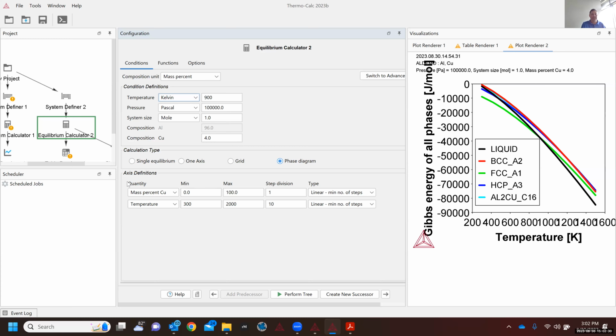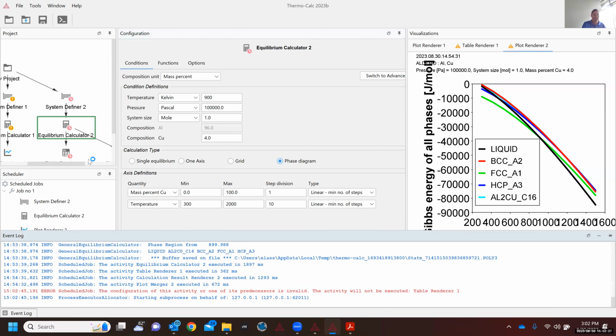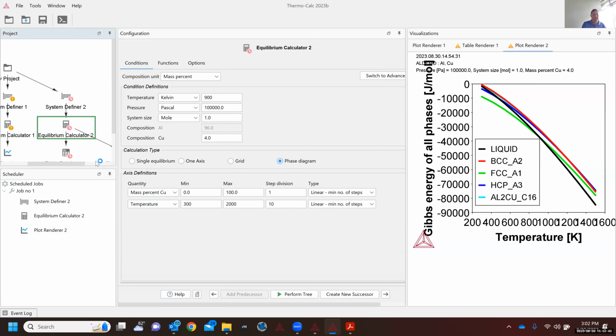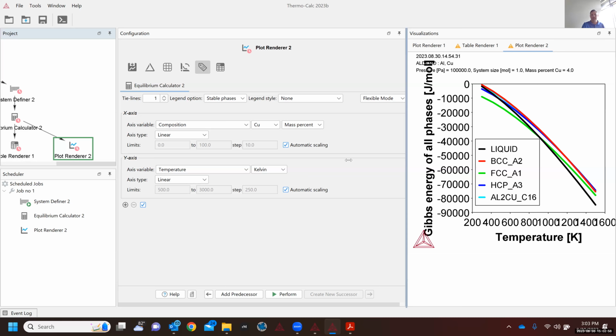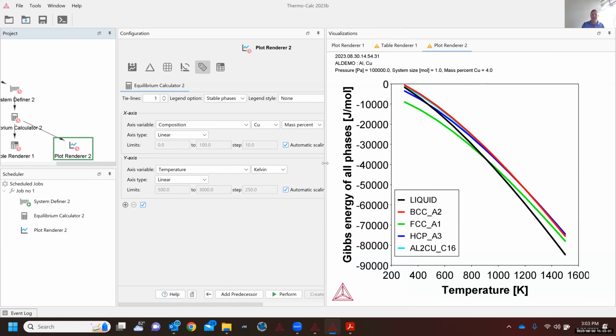So I've set up my conditions, and now I'm going to perform the tree. And if I go over here, it automatically changed our axes to what we want. Under plot renderer 2, now the x-axis will be composition, y-axis will be temperature in Kelvin. When it finishes the calculation, this initial plot of free energy as a function of temperature will be replaced by the aluminum copper phase type. That calculation will take a couple of minutes.